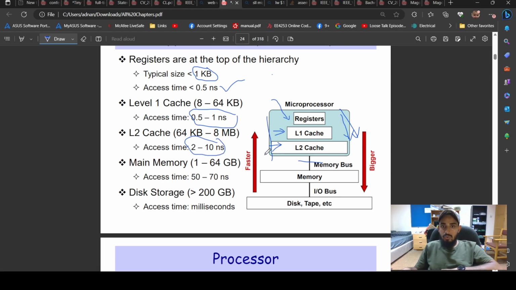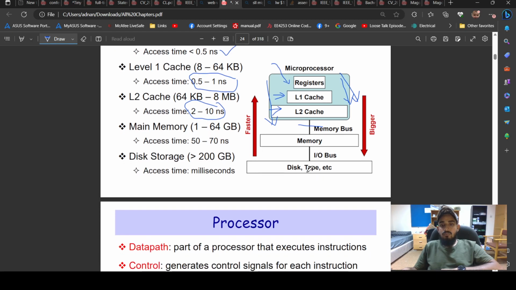As we are going down, the access time is going to increase, because the size is going to increase. When we come to the memory, up till now we have like 64 gigabyte, and we are thinking of more, but here the time is 50 to 70 nanosecond. For one complete fetch, load and store cycle, it took like 70 nanosecond.